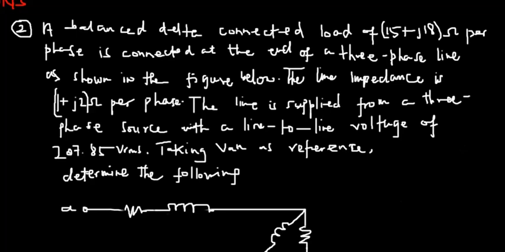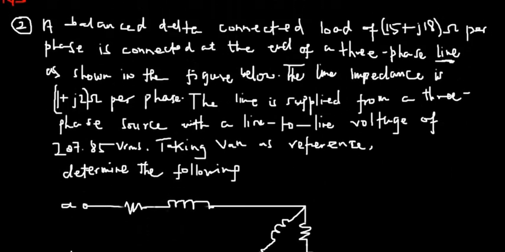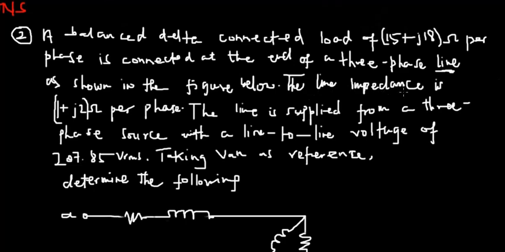So now we have to find certain parameters, but we are given a balanced delta connected load of 15 plus J18 ohm impedance per phase, and this is connected at the end of a 3-phase line as shown in the figure below. So this is the figure. These are the 3 phases, and then the line impedance is 1 plus J2 ohm. So this is the connected load, and this is the line impedance.